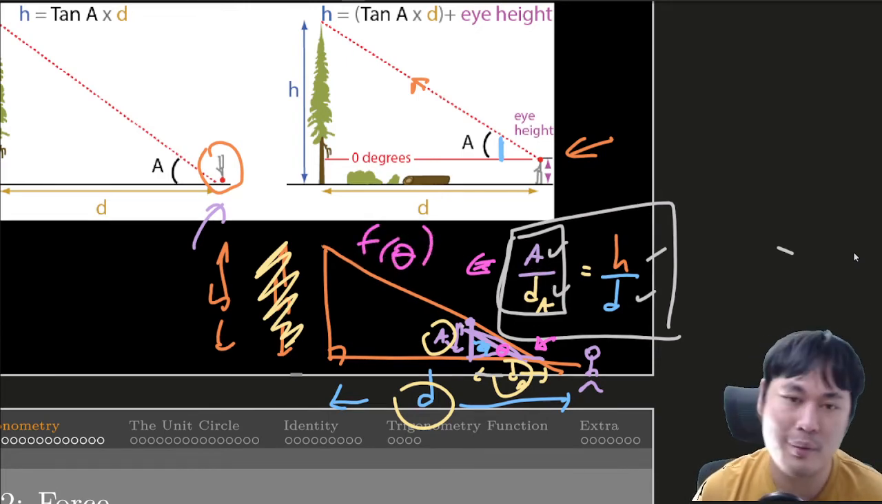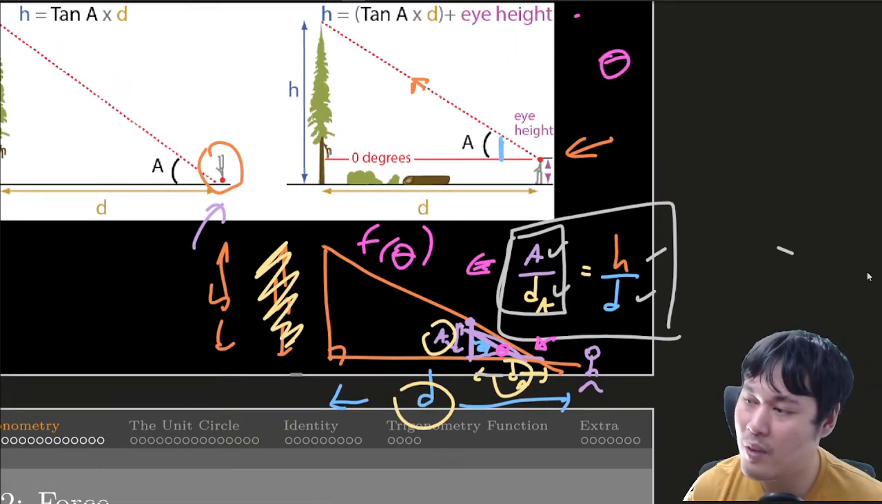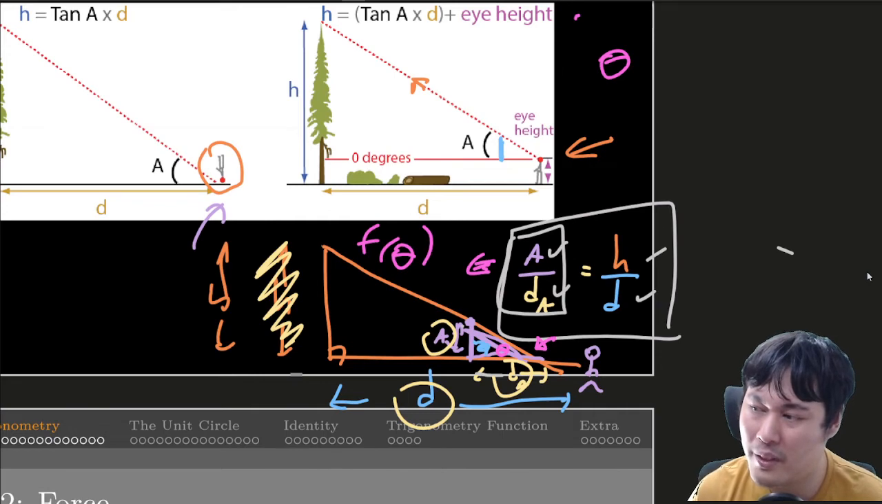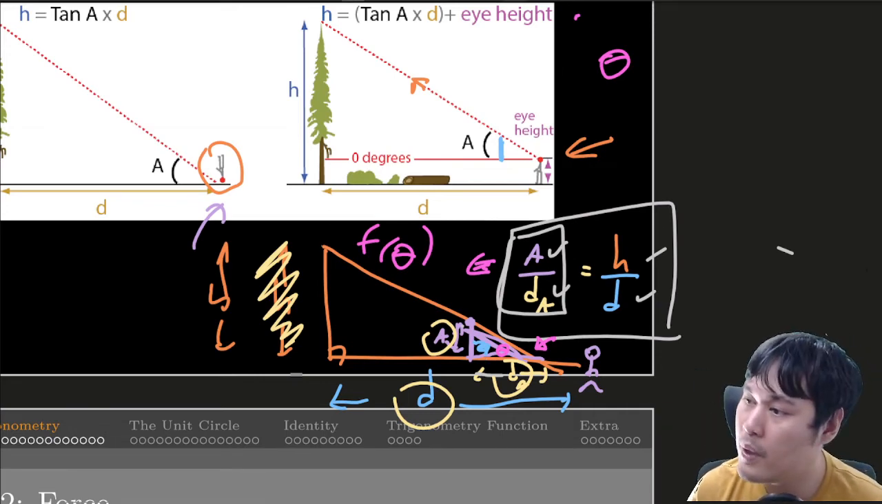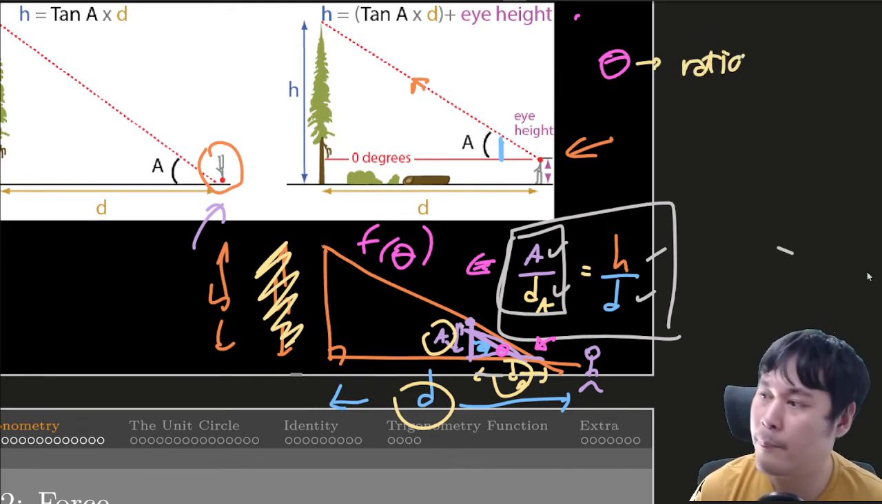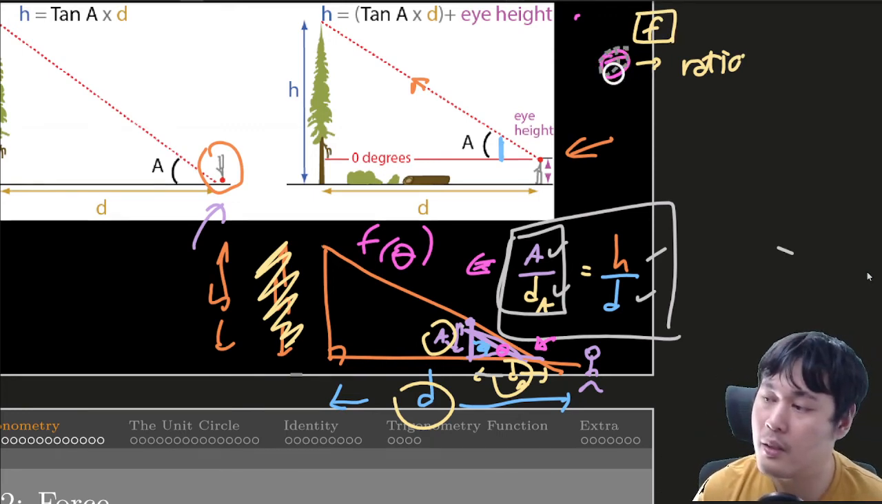And of course, we're going to have to define the function. Given some variable theta as the angle here, we can find the ratio. We need a function that does that for us. Given an angle, we can find a ratio between two sides.